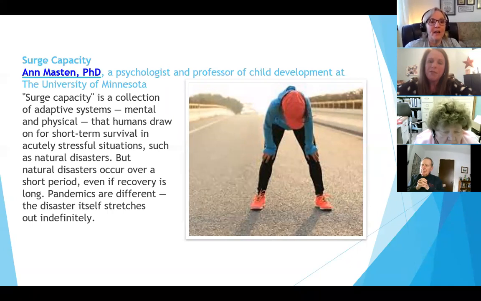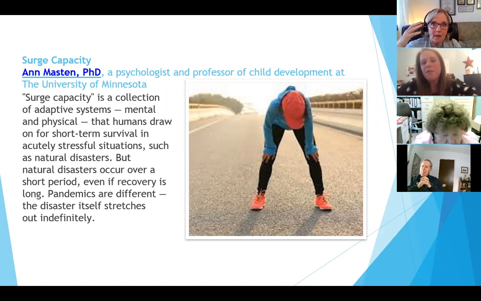So it's a collection of adaptive systems, mental and physical. Everybody can mount the fight for a short period of time. If there's a crisis, we can put other things aside, focus our attention on that, and get the problem solved. But when it drags on, our ability to withstand this continual surge that we are all feeling is tested.